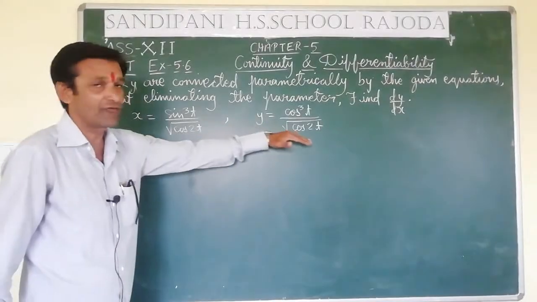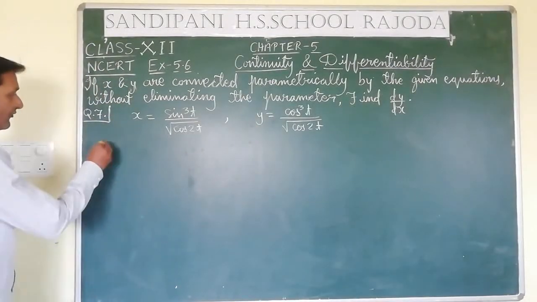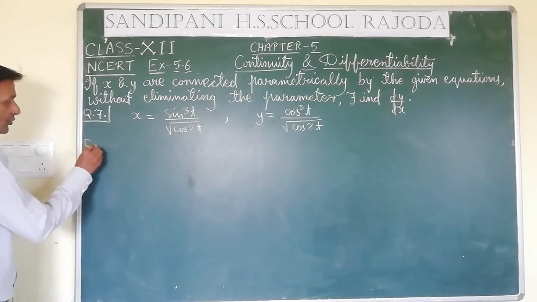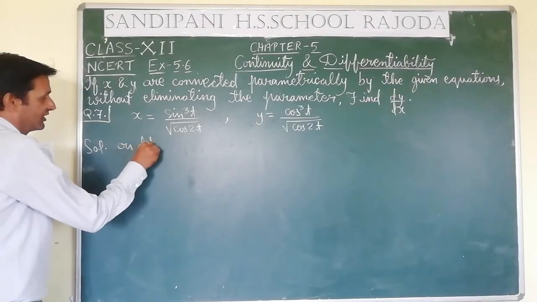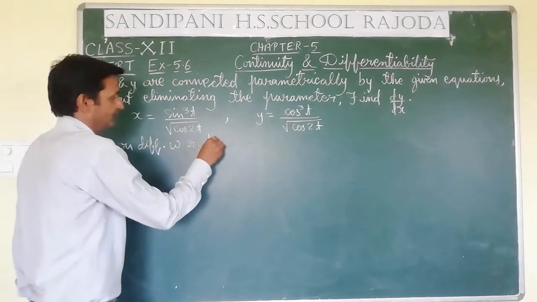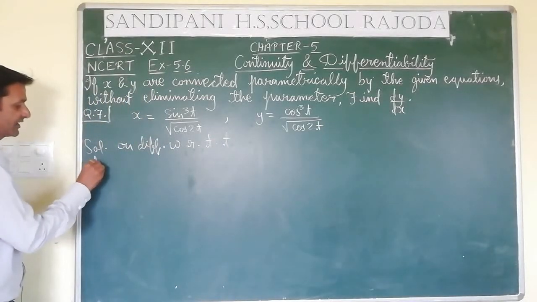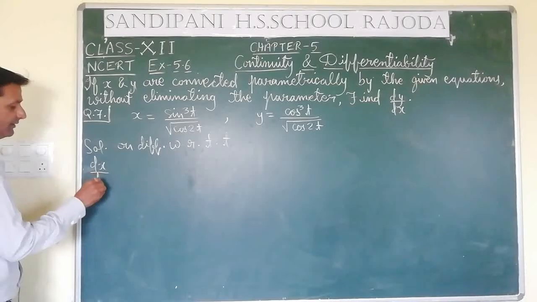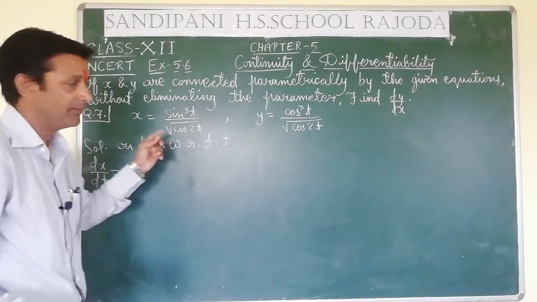Both are functions of t, so we will differentiate them with respect to t. So in the solution we have to mention on differentiating with respect to t. So this will become dx by dt is equal to, here the numerator-denominator formula will be applicable.